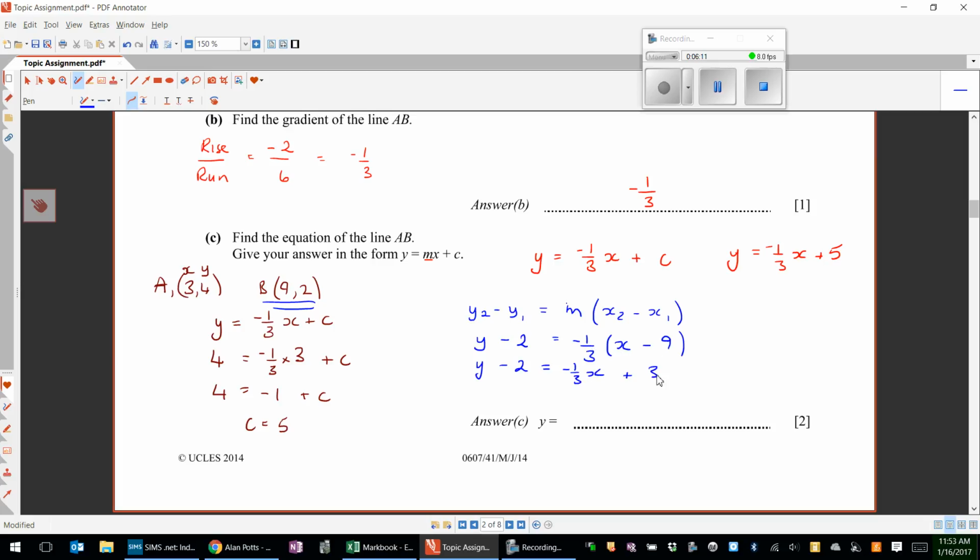Minus a third times minus 9. You happy with plus 3? Which if I then added 2 to both sides, I'd end up with y equals, so I'm just going to add 2. Write that down. Y equals minus a third x plus 5. Get the same answer.